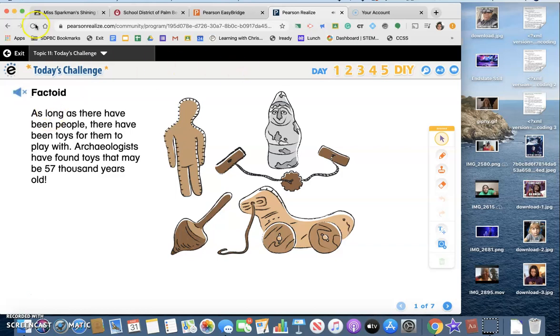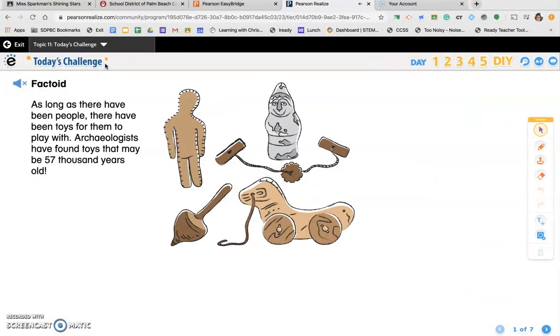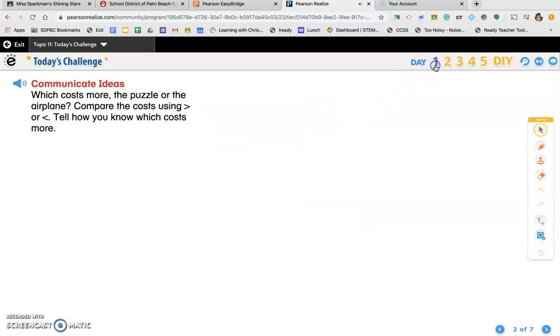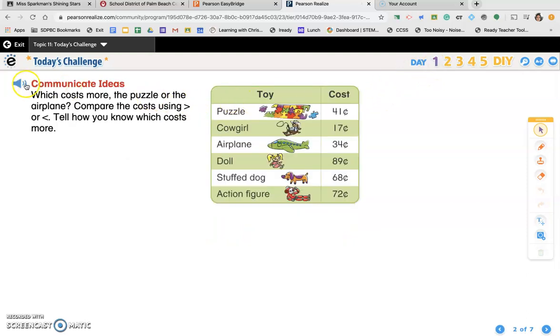Factoid. As long as there have been people, there have been toys for them to play with. Archaeologists have found toys that may be 57,000 years old. Communicate ideas. Which costs more, the puzzle or the airplane? Compare the costs using greater than or less than. Tell how you know which costs more.